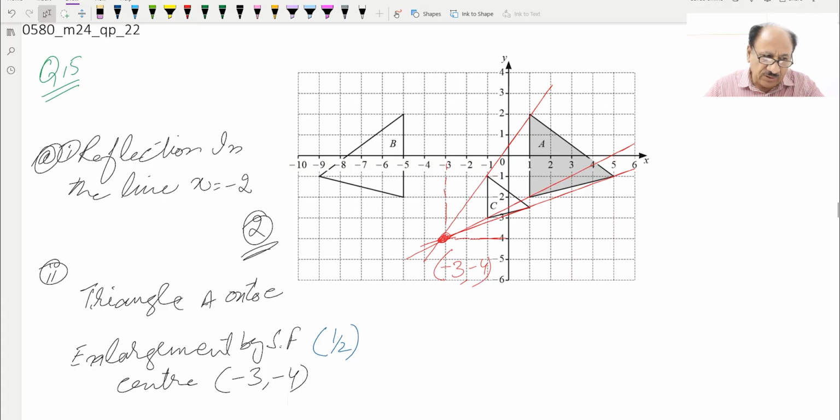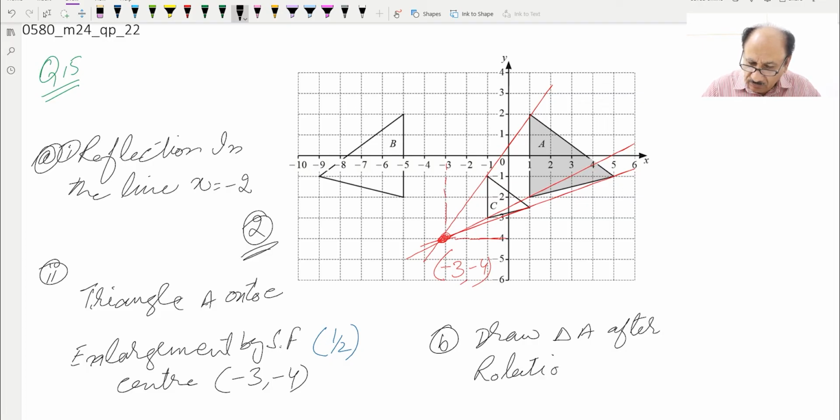Now for the B part, they are asking to draw the image of triangle A after a rotation of 90 degrees. Now for the B part, if I write here for you, they are saying to draw triangle A after a rotation, and it should be a rotation of 90 degrees clockwise. These are the given instructions.